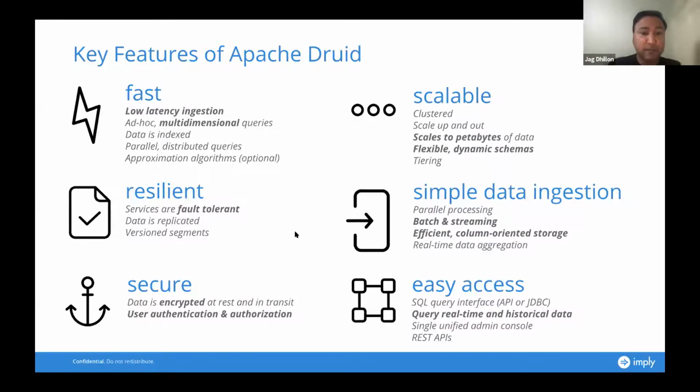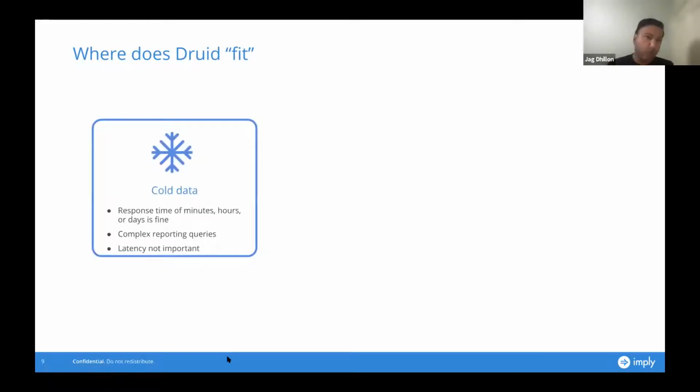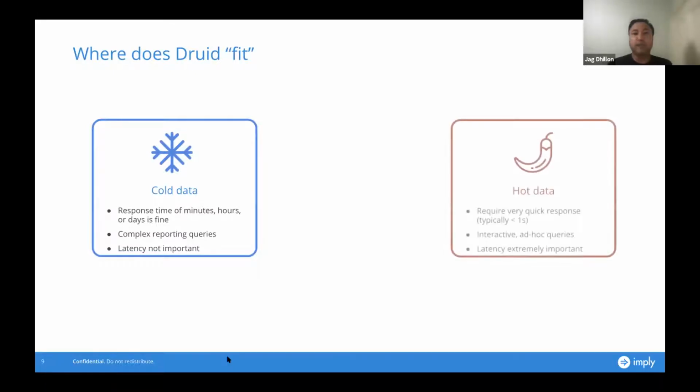Now, as I go further, where does Druid fit, right? So you have cold data. Cold data is basically where the response time can be minutes, hours, or days. And you have complex reporting queries. Latency is not important. And usually you will have a few data analysts working on it, running some heavy-duty SQL commands. What is hot data?